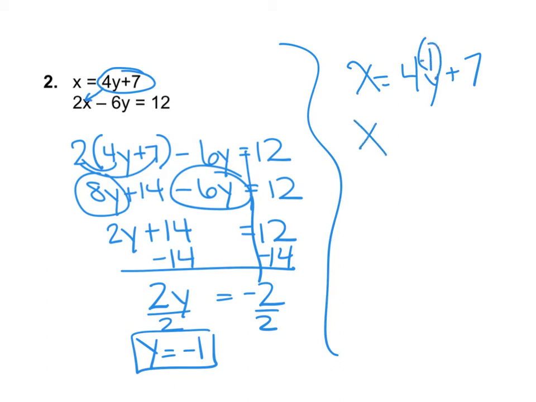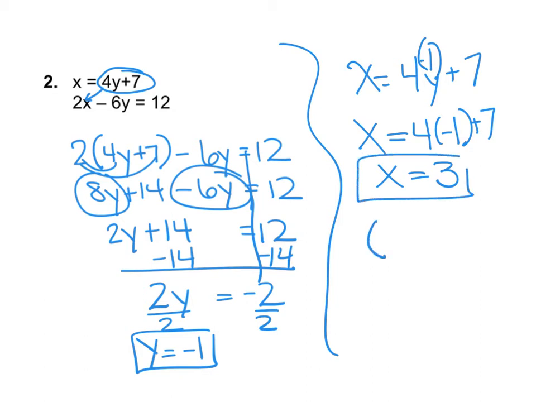So I have x is equal to 4 times -1 plus 7, and x is going to be equal to 3. All right, so I have a point. Remember, the solution to a system is a point, it's a coordinate. It's 3, -1, because on the graph, that is where the lines will intersect. So let's just double check our answer.